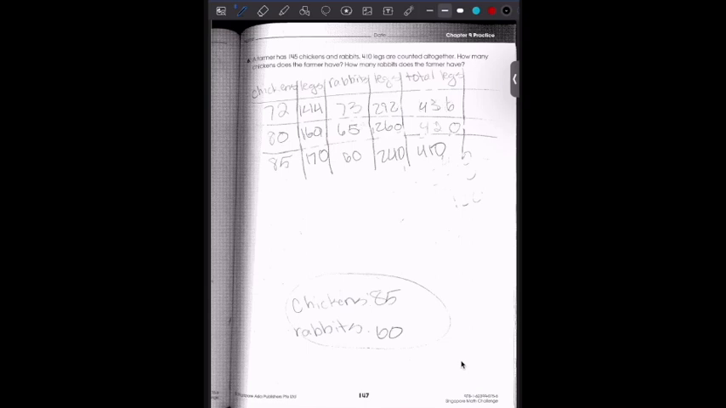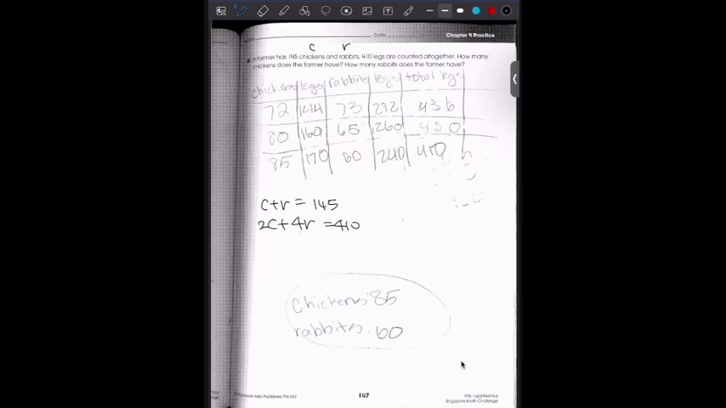So now we have chickens as C and rabbits as R. So C is going to be the number of chickens and R is going to be the number of rabbits that we have. So C plus R is going to be 145 animals in total. And for legs, chickens have 2 legs, so 2C, and rabbits have 4 legs, so 2C plus 4R is going to be 400 legs in total.